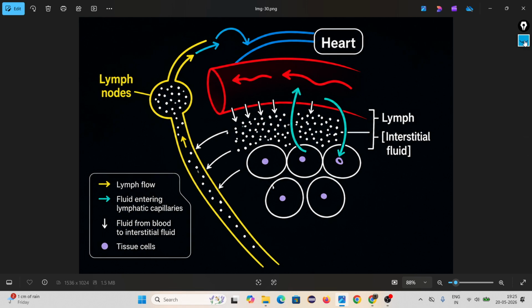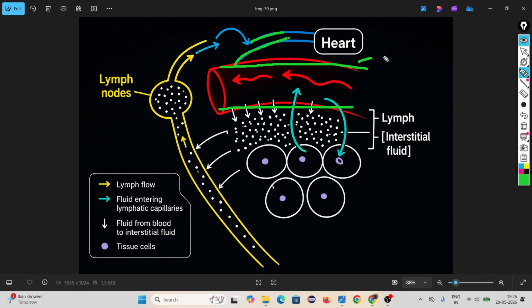How is it forming? Look, this is the heart. From the heart, oxygenated blood is coming. Suppose this is our blood capillaries, and you have to remember the blood capillary wall is very thin, and due to this thinness, they help in the diffusion process to separate oxygen from the blood. Suppose this is blood inside capillaries.